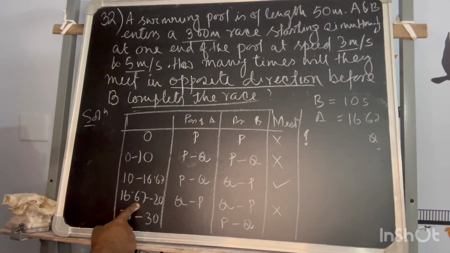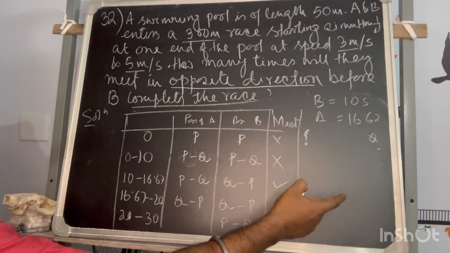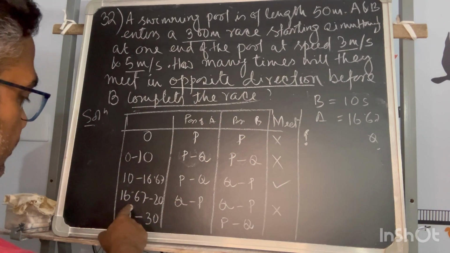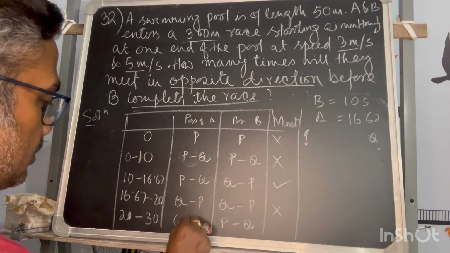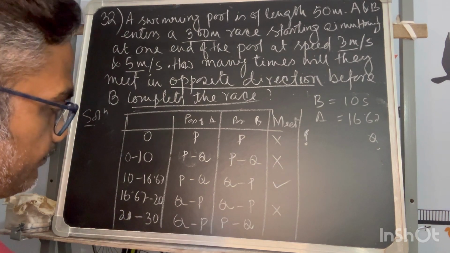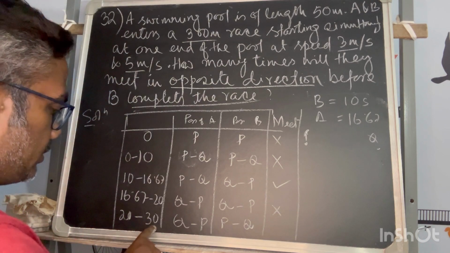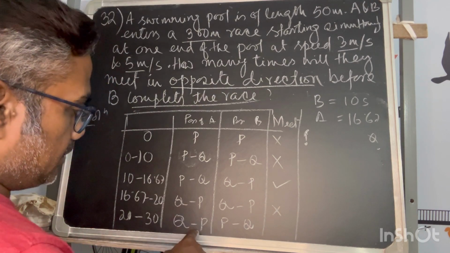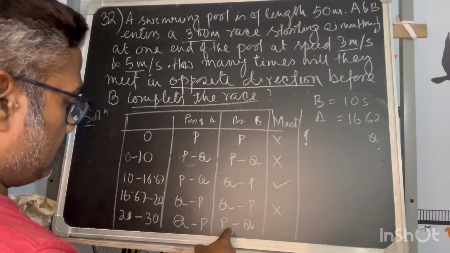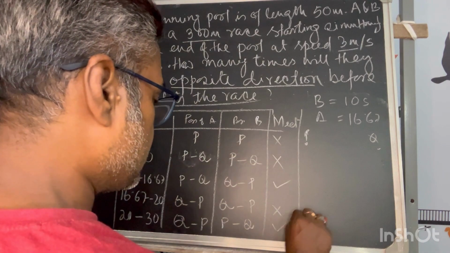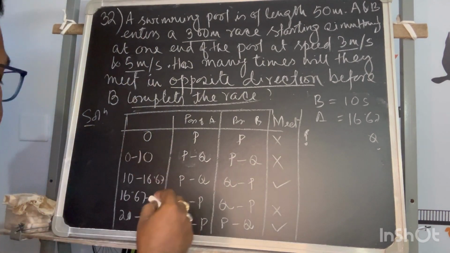16.7 at Q, then Q to P. So in between also, before 33.33 you will still be in Q by P, isn't it? In 20 to 30 he will be still in Q by P, but he will cross P and move towards Q. So there is a chance of a meet. Okay.